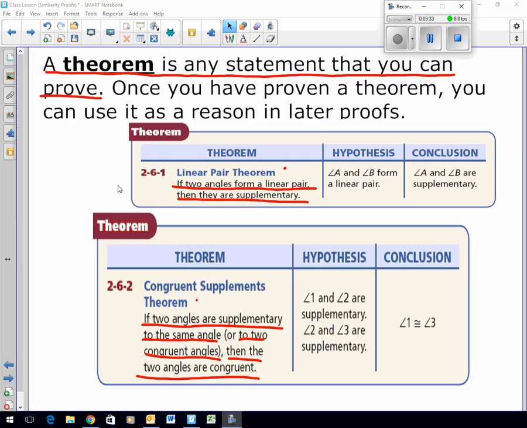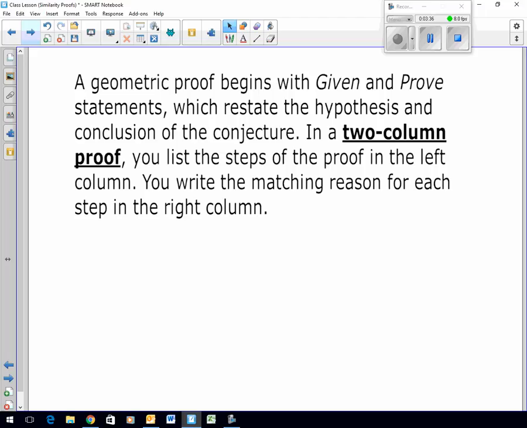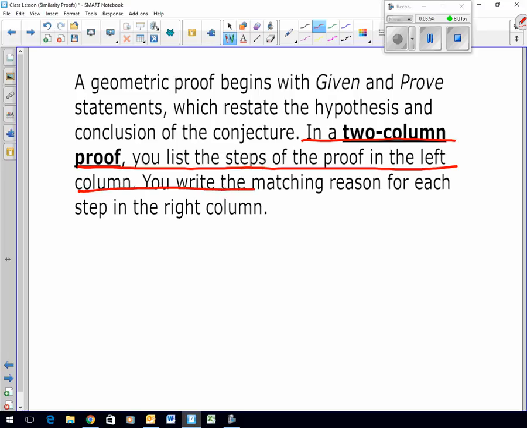All right. This little logic game we play, we're going to do what's called a two-column proof from it. A geometric proof begins with given and prove statements, which restate the hypothesis and conclusion. In a two-column proof, you will list the steps of the proof in the left column, and you will write the matching reasons for each step in the right column. We call these statements and justifications, or statements and reasons. Statements will be on the left, reasons will be on the right.